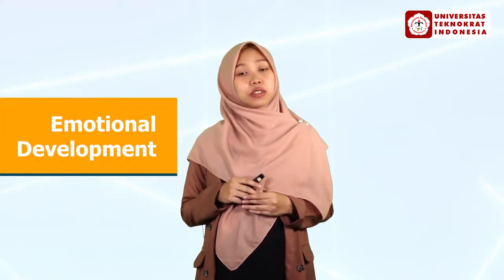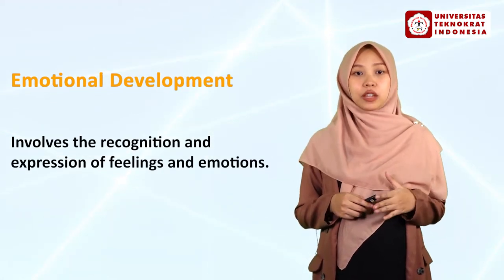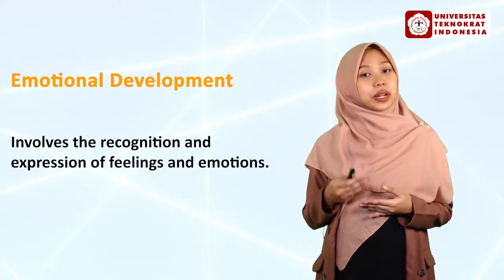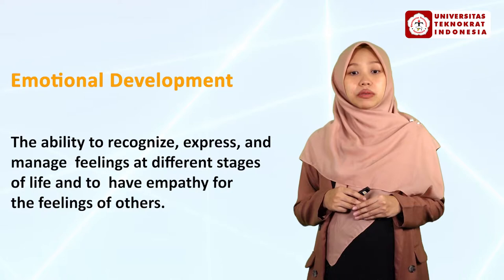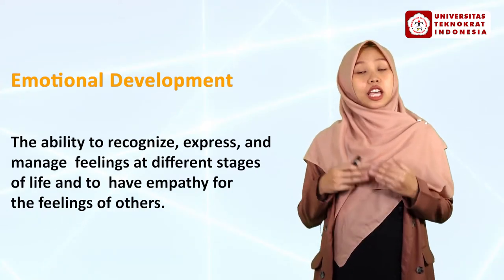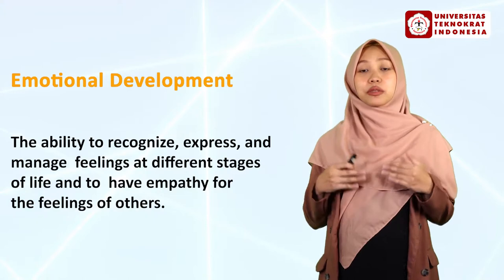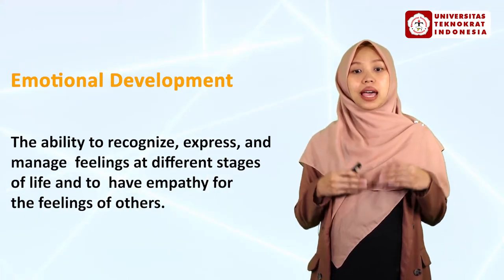Now, what about emotional development? Emotional development in brief involves the recognition and expression of feelings and emotions. It is a process in which a child develops from dependence to a fully functioning adult, and it applies to most life forms. Emotional development refers to the ability to recognize, express, and manage feelings at different stages of life, to have empathy for the feelings of others.